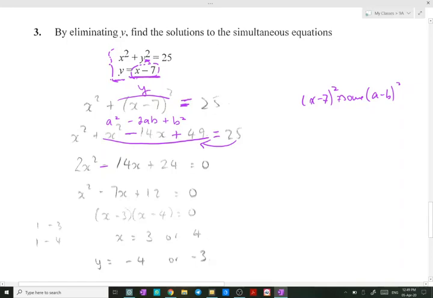So collecting like terms, you get x squared minus 14x, take the 25 to the other side, and you're going to have plus 49 minus 25, it's plus 24, equals 0. So this is a quadratic equation, so you need to factorize.